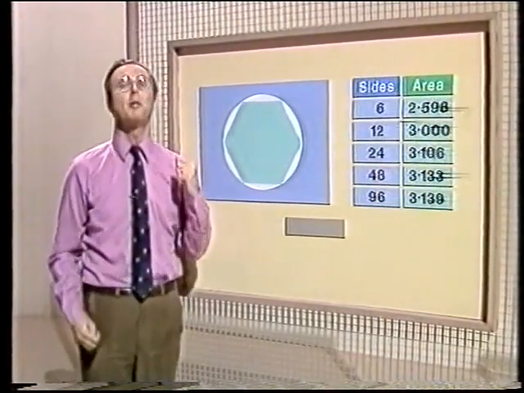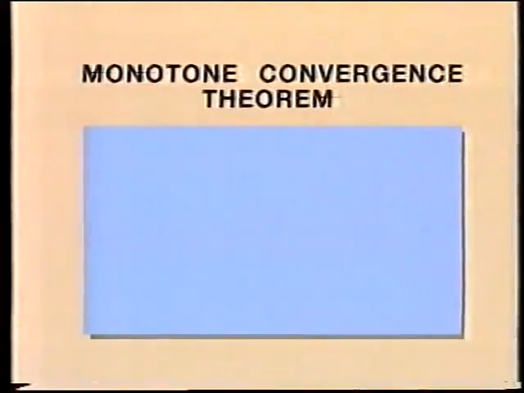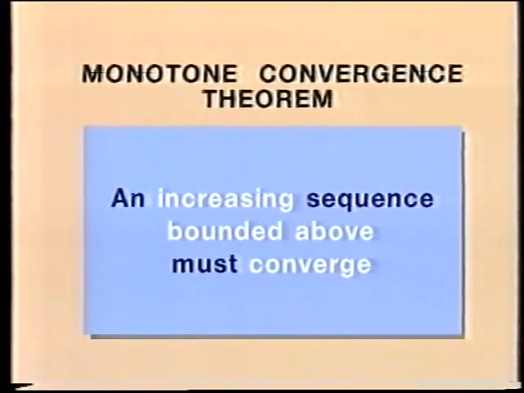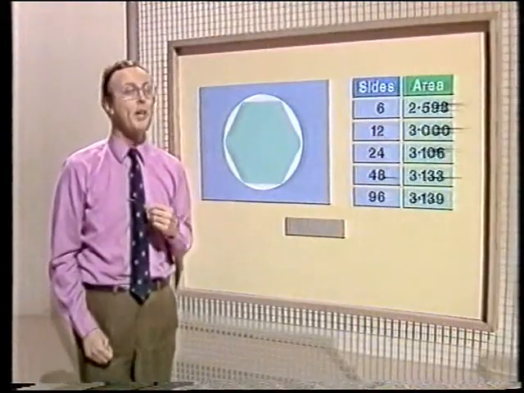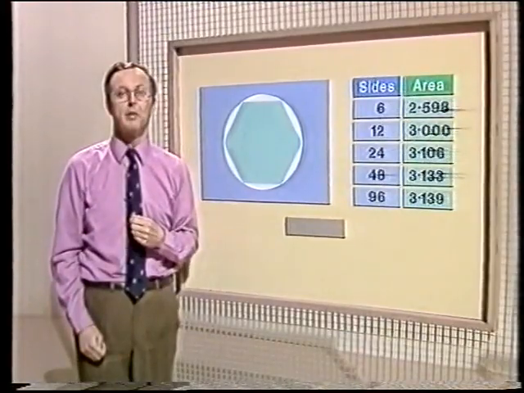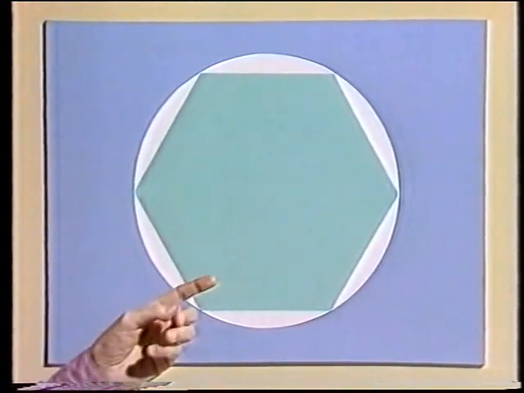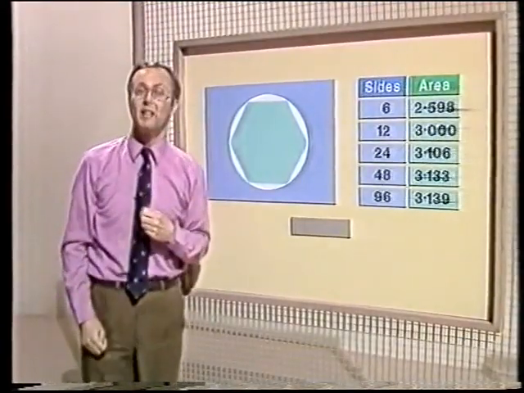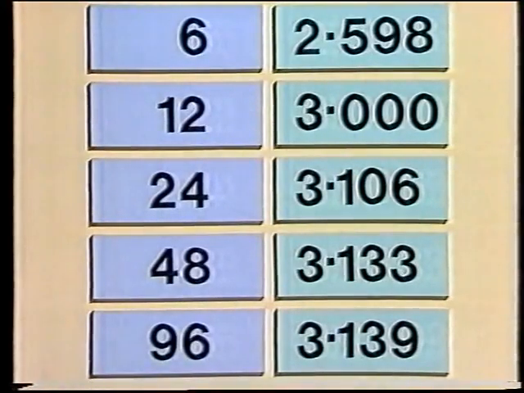Well, we do know it converges because it's a special case of an important theorem called the monotone convergence theorem. Whenever we have an increasing sequence of numbers which is bounded above, then it must converge. We don't always know what the limit is, but this theorem tells us that it must exist. So here's our increasing sequence of numbers. How do we know that it's bounded above? Well, each of the polygons lies inside the circle, so their areas are all less than, say, the area of this rectangle. So the area of the rectangle is an upper bound for this sequence of numbers.